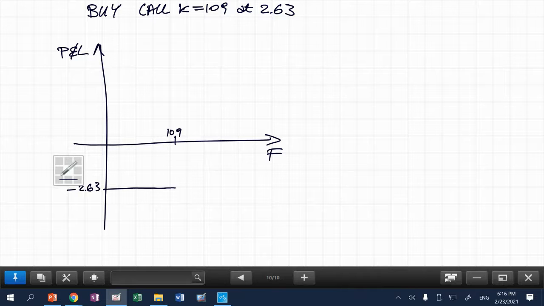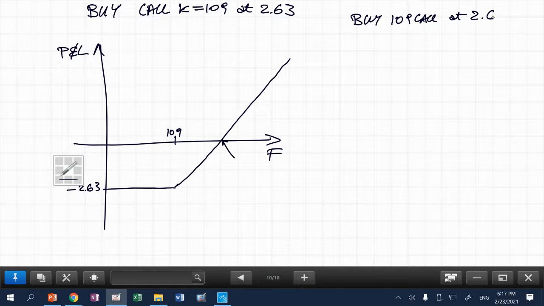If the price at maturity were larger than 109, I would start exercising the option, so things are starting going better, and over a certain level, I would start to make money and potentially get an incredible payoff, okay? Incidentally, here we don't care, but it's pretty obvious that the break-even point is going to be 111.63, okay? But that's irrelevant, okay? Now, in this situation, so again, I buy the 109 call at 263.